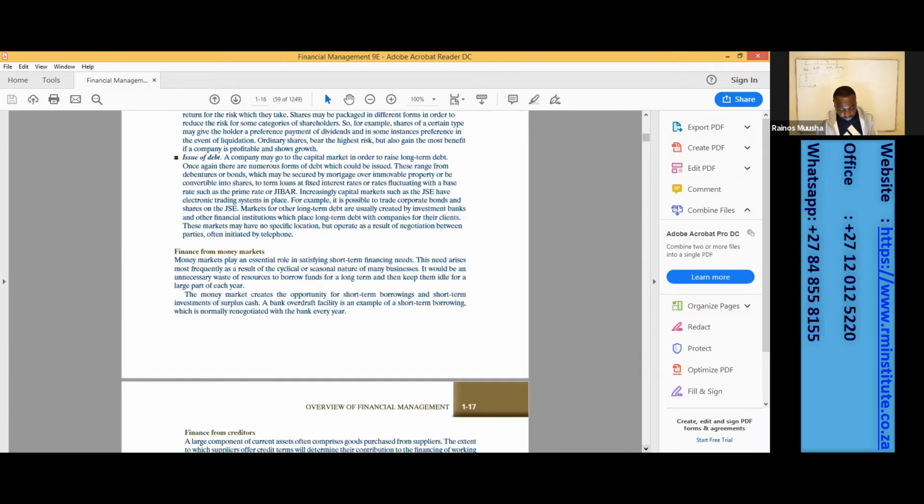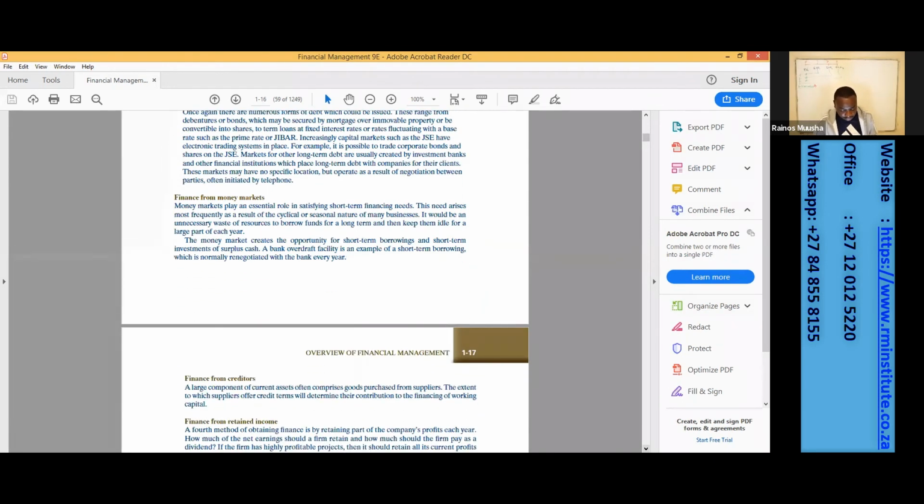Then they also consider how we are going to be financing from the money markets, where they say that the money market plays an essential role in satisfying short-term financing needs. This need arises most frequently as a result of the cyclical or seasonal nature of the business. So it would be an unnecessary waste of resources to borrow funds for a long term and then keep them idle for a large part of each year.